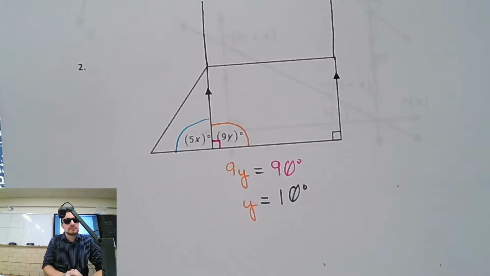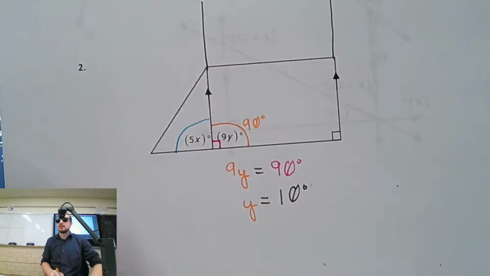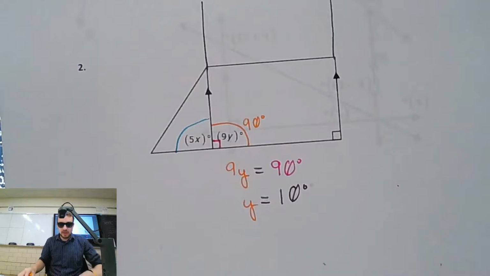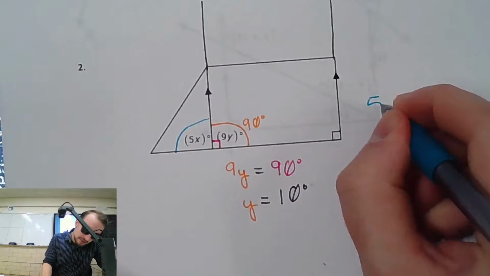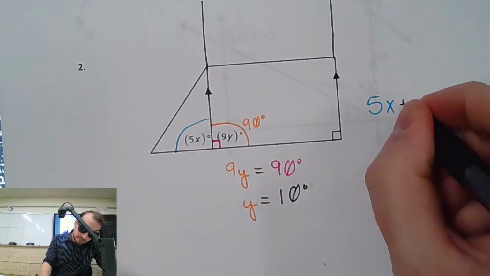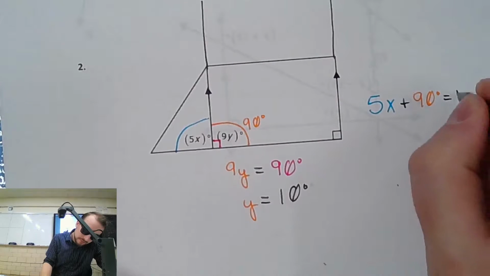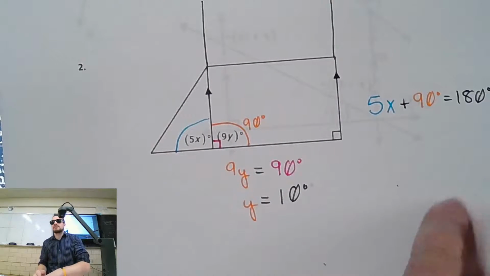So could you do like 5x? Keep going. 90 equals 180. Yeah, so check it out. Courtney's saying that these two angles right here are a linear pair, right? By linear pair theorem, that means they're supplementary. And if they're supplementary, that means they add up to 180. So 5x plus 90 is going to get us 180. Next problem.